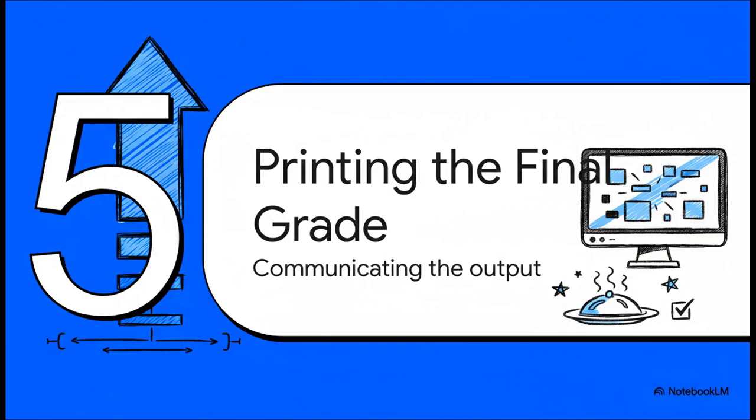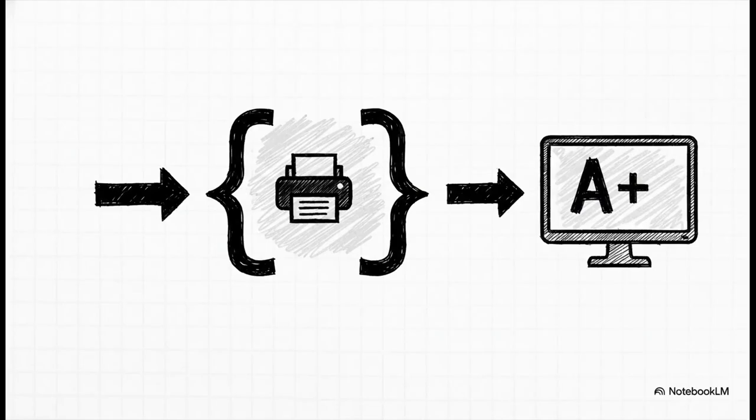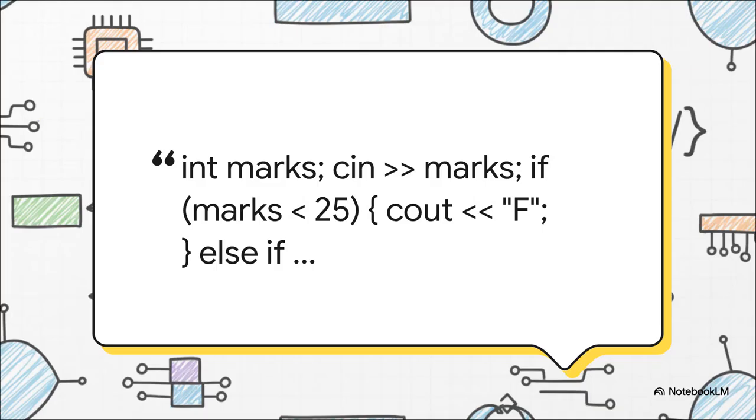So the program got the input, it thought through the logic, it made its decision. What's the last step? We have to tell the user what the result is. It's time to serve the dish and show them the final grade. And to do that, inside each of those if and else if blocks, we just add a simple command, cout. It's short for character output, and it just tells the program to print something to the screen. So if the marks less than 25 condition is true, it'll just print out a big F. Easy peasy.